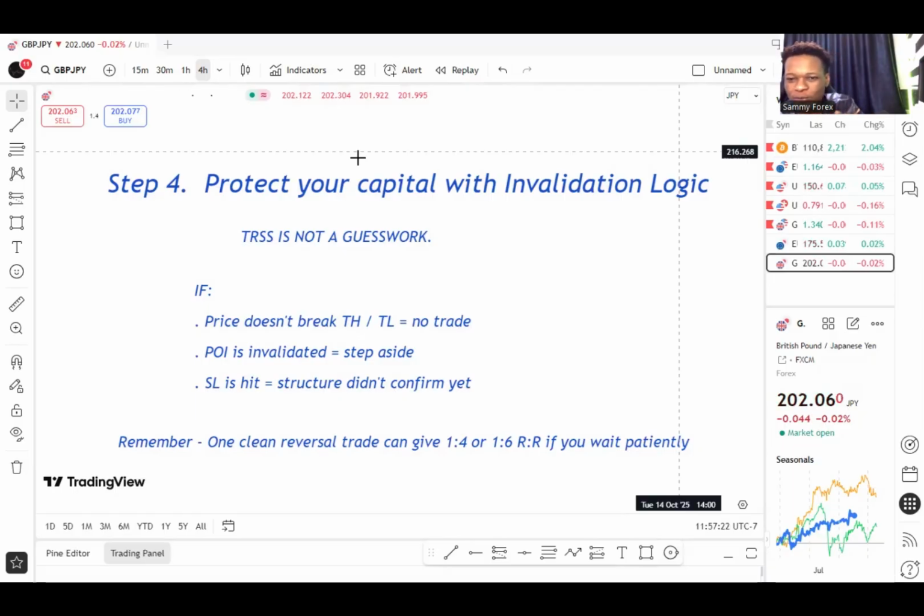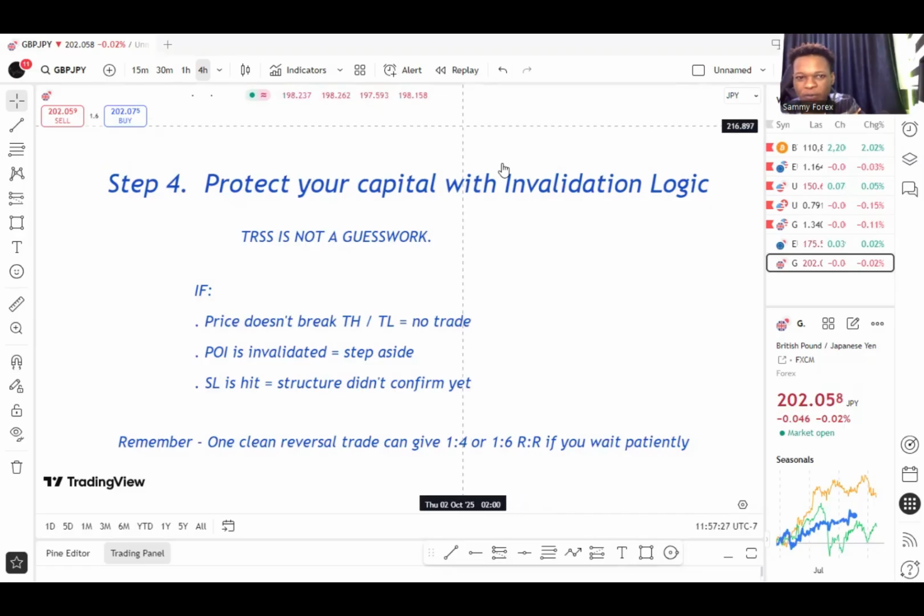You need to learn how to wait. You need to learn how to be patient before you can trade this profitably. It's a very good and easy strategy, but impatience is what makes us hit SL in this strategy.